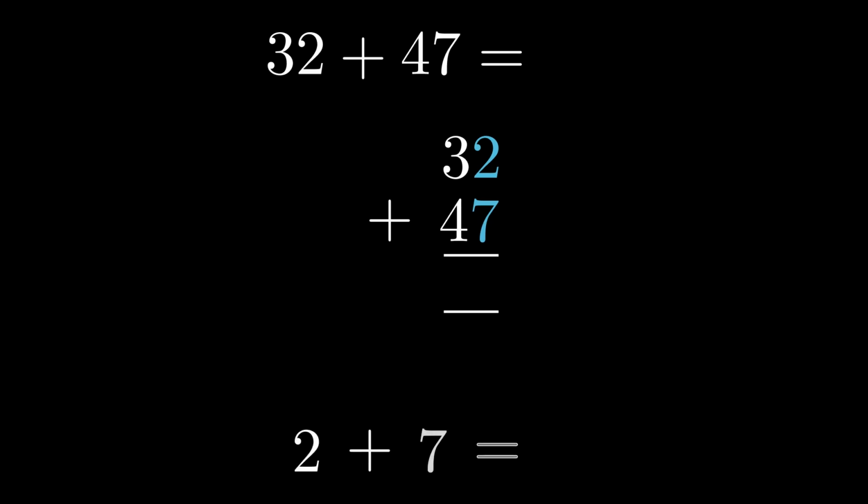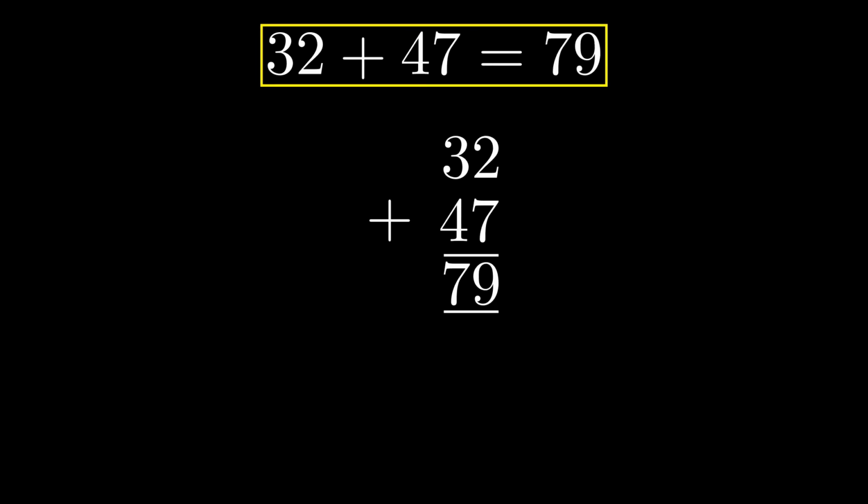So we have 2 plus 7 equals 9. And we pop the 9 below the 7 as shown here. Then we add 3 plus 4 to give us 7. And we pop the 7 below the 4 as shown here. Therefore, 32 plus 47 equals 79.